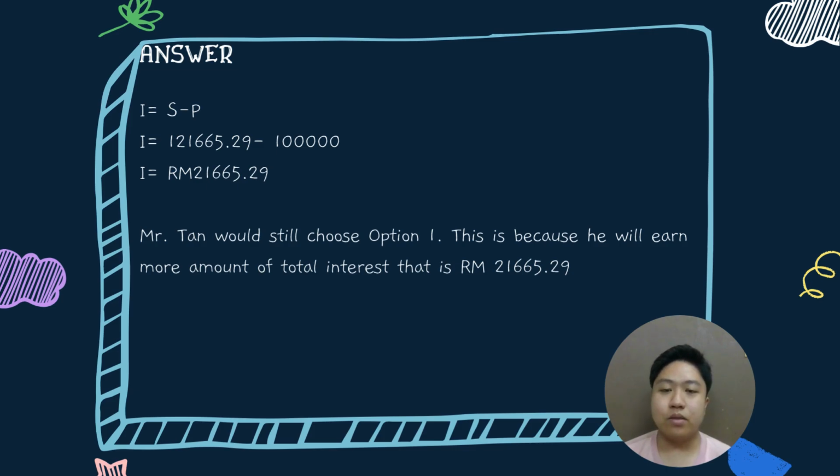After that, we need to find the interest with the formula of I equal to S minus P. Now we will write I equal to 121,665.29 minus 100,000 and we will get the answer of RM 21,665.29. So my answer is Mr. Tan would still choose option 1. This is because he will earn more total interest, that is RM 21,665.29.